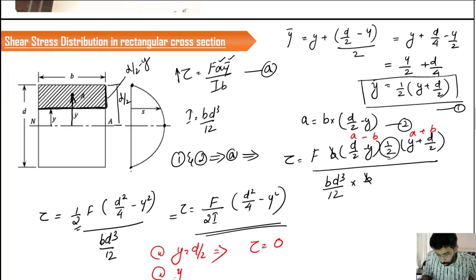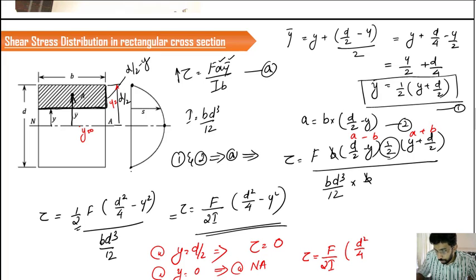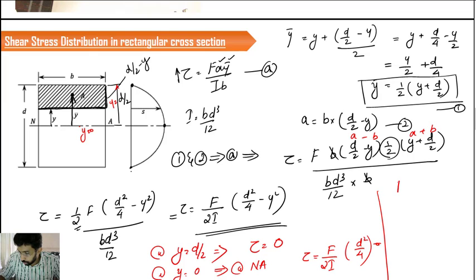What will happen at y is equal to 0? Y is equal to 0 means at the neutral axis. Here y is equal to 0 and here y is equal to d by 2. So what is the value that is going to come? Tau is equal to F divided by 2 into I, into d square by 4 minus y square, with y is 0. So F into d square by 4 divided by 2 into b d cube by 12.